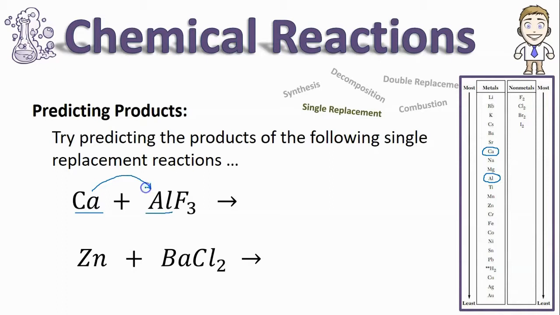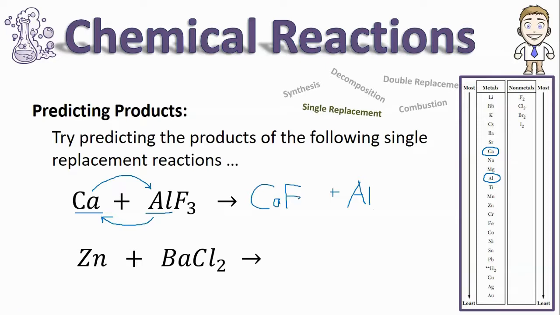So you can imagine the calcium kind of coming over, kicking out the Al, and now calcium gets to be the one that's bonded to the fluorine. At the same time, the aluminum gets kicked out to take the place of the calcium and ends up simply by itself as the new free element.